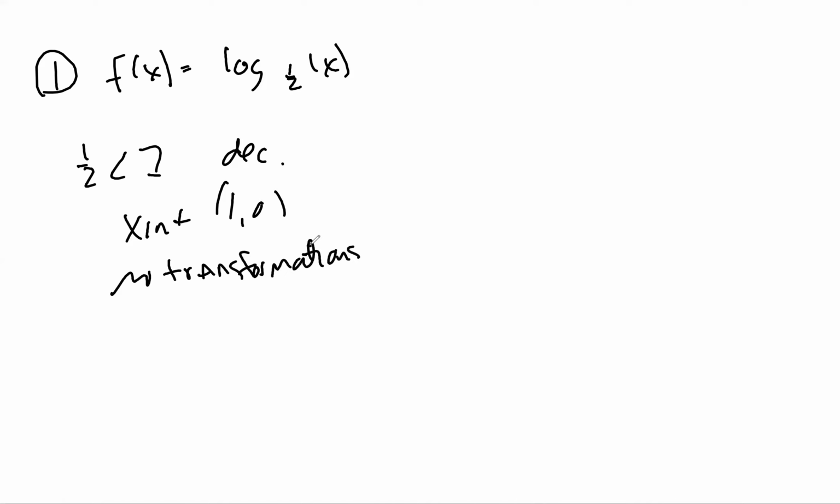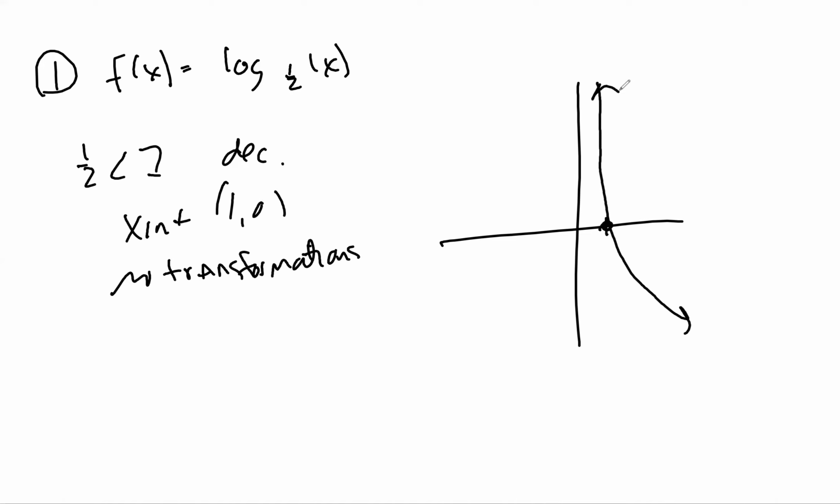So now we're ready to just graph this thing. We go over to (1, 0) and put our point, and since we know it's decreasing, we know it's going to look something like this. And that's it, we're done.